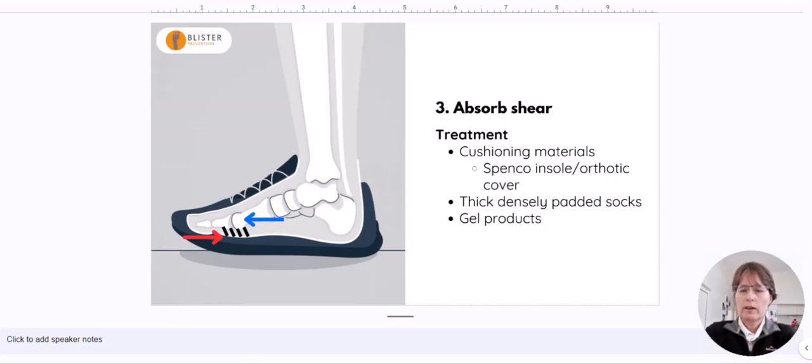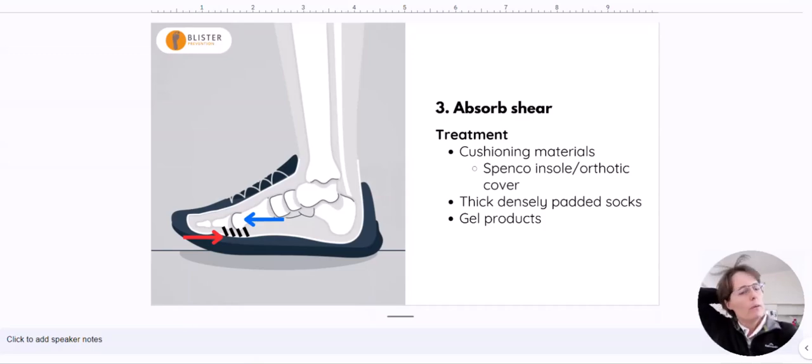We can use materials that absorb shear. These include cushioning materials like Spenco, that could be an insole or an orthotic cover, or even Poron and other similar materials. The research indicates that Spenco works better than Poron. We can use thick, densely padded socks. Conceivably, the sock, if it's thick and cushiony, undergoes a bit of shear. So the more shear that can happen external to the skin or external to the foot, the less it happens inside the foot. And we can use gel products.